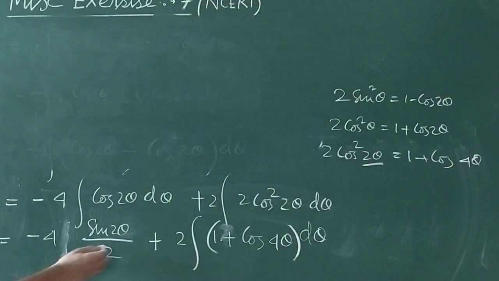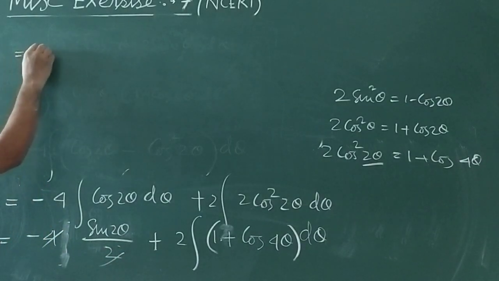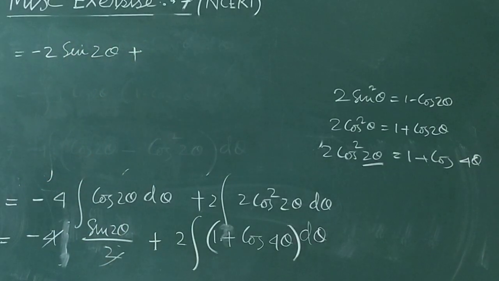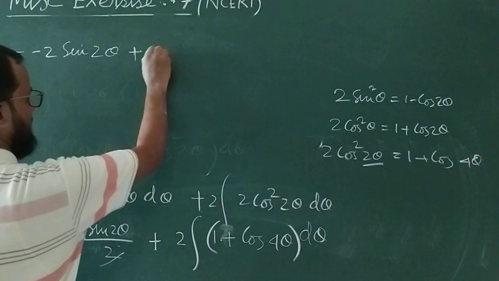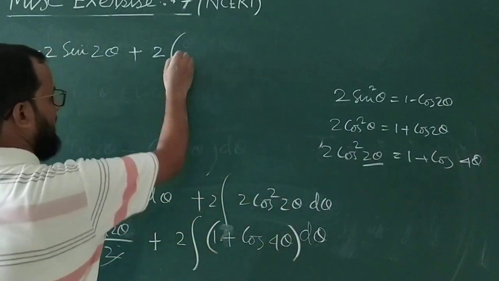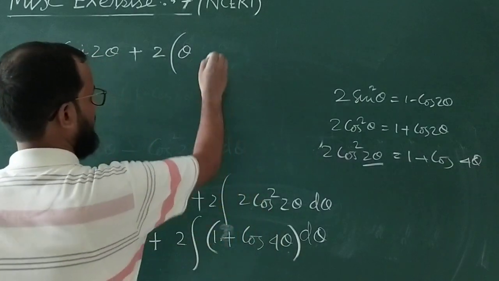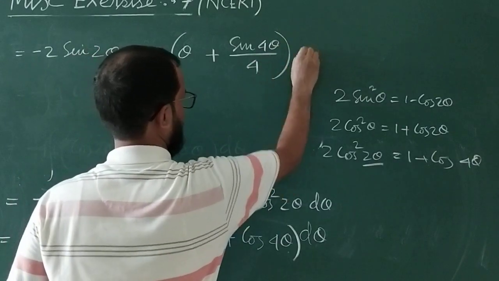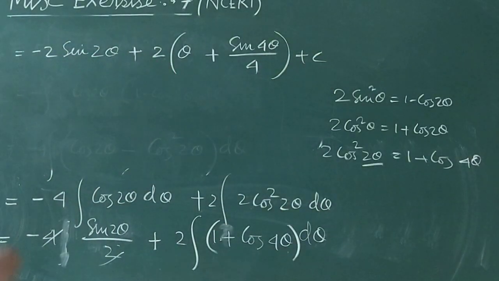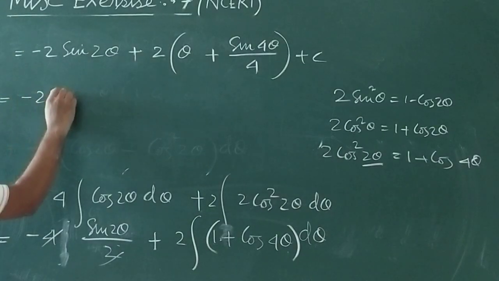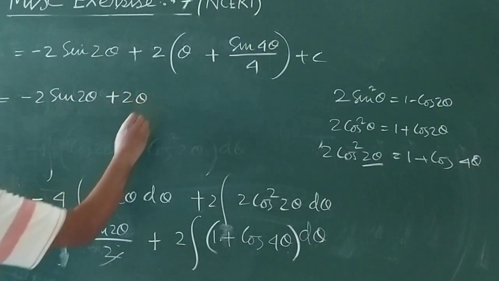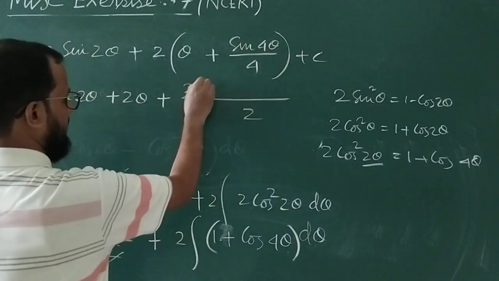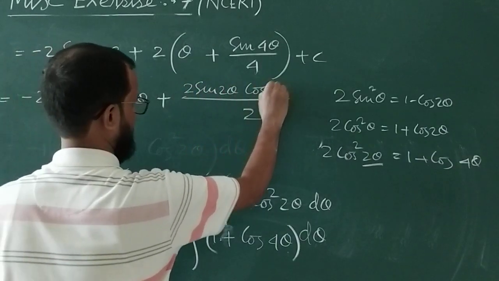So this integral becomes, 2 cancels, equal to minus 2 sin 2 theta plus, performing this integral, 2 into integration d theta is theta, integration of cos 4 theta equals sin 4 theta by 4, plus c. Finally you add the constant. Okay, so with a little arrangement, minus 2 sin 2 theta plus 2 theta plus, 2 cancels, below it will be 2, and if you expand it, it becomes 2 sin 2 theta into cos 2 theta. I hope you understand.